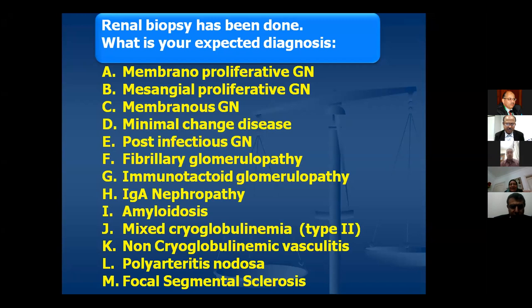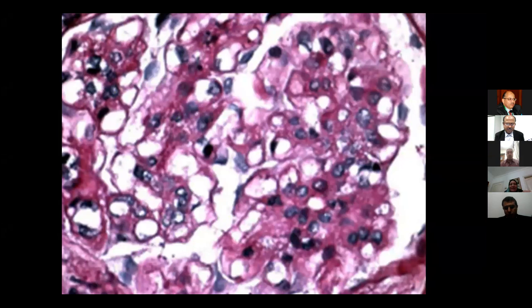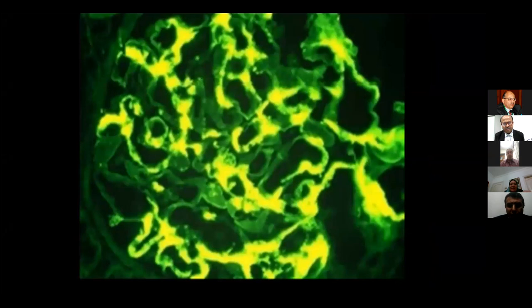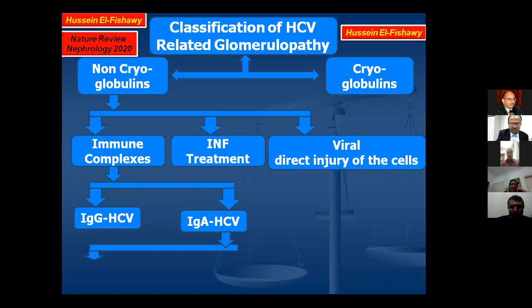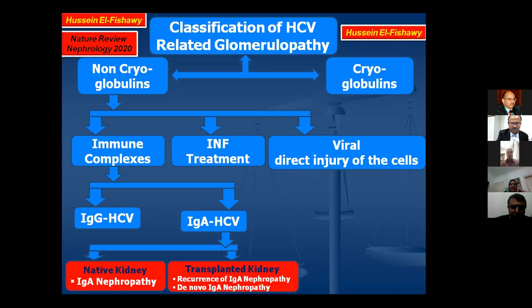Light microscopy showed mild tubular injury and mesangial proliferation, and immunofluorescence showed, as we can see here, deposition of IgA. As we have mentioned previously, IgA with HCV may be an association, may be due to liver affection. Hepatitis C virus can induce IgA antibodies and can produce IgA nephropathy. This is part of the diagram: hepatitis C virus can produce IgA nephropathy in native kidneys, and recurrent IgA or de novo IgA nephropathy in transplant kidneys.